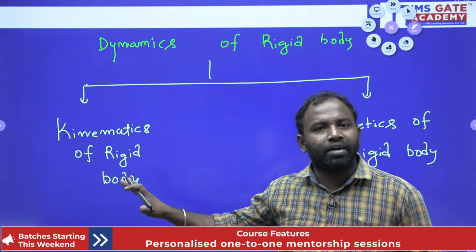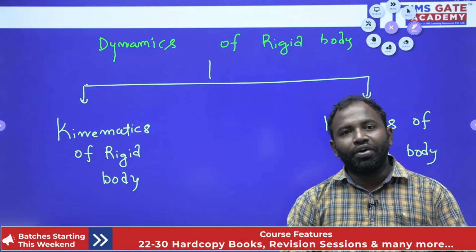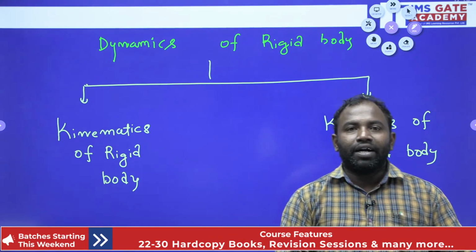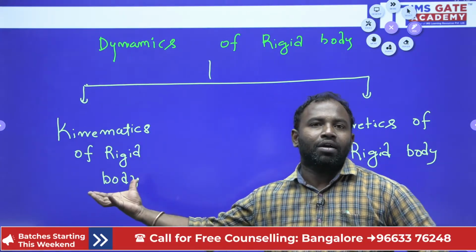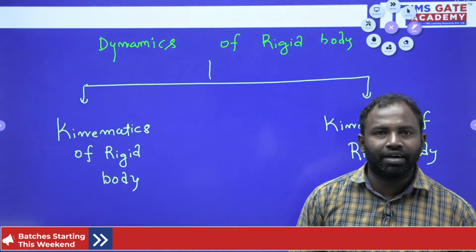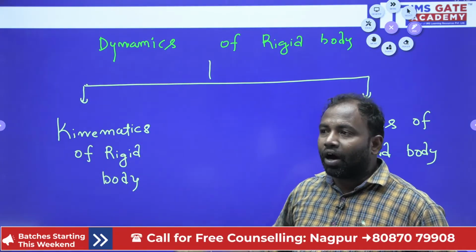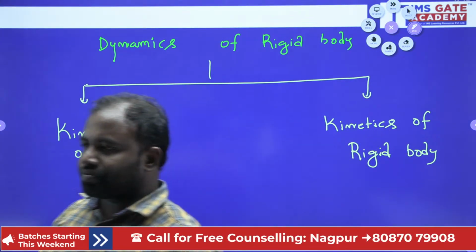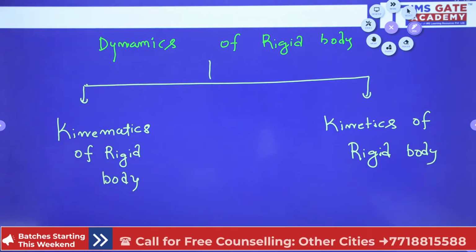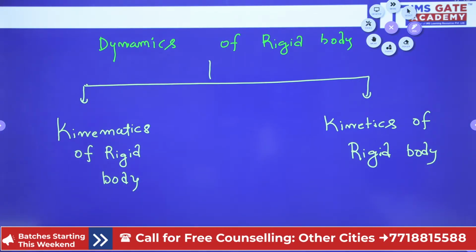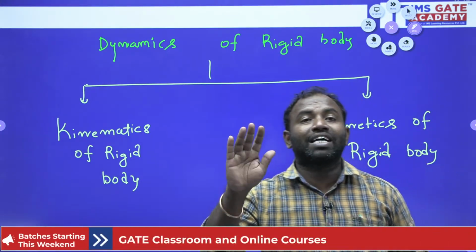Whenever you want to create motion on a body, you need to apply force. So the cause of the motion is force. If you are not considering the force and you study the rigid body motion variables, that comes under kinematics. We neglect the force which causes the motion, and that is kinematics of rigid body. In the kinematics of rigid body, we will study the motion variables without considering the forces.